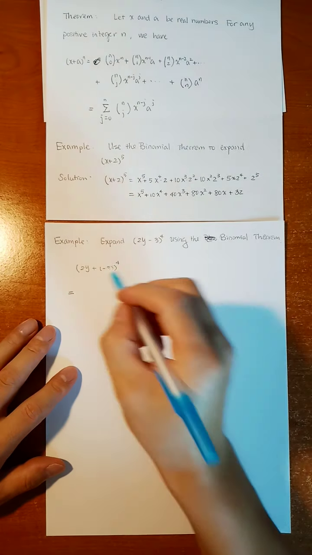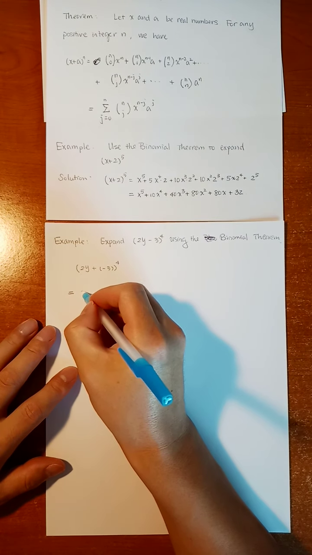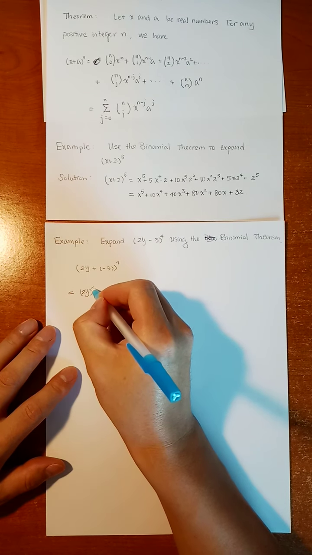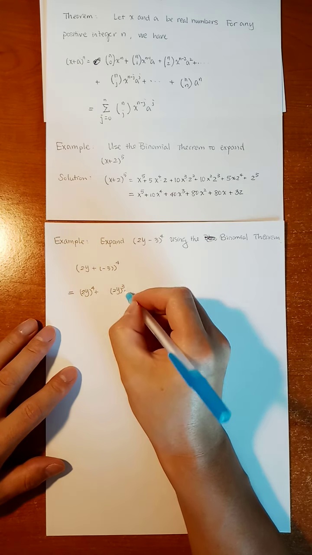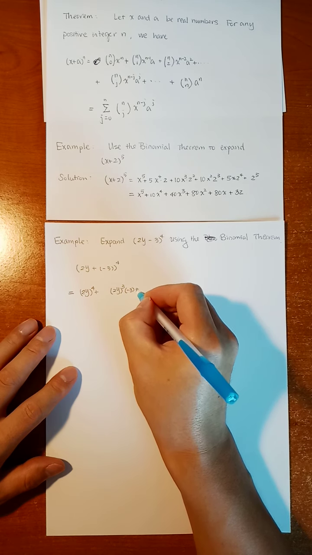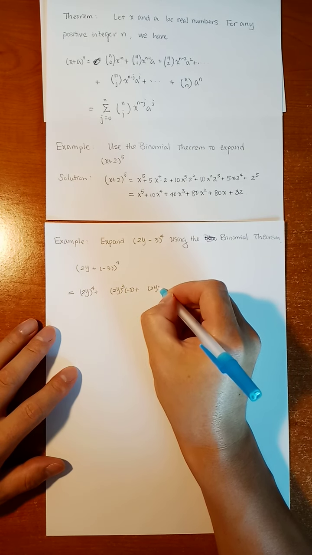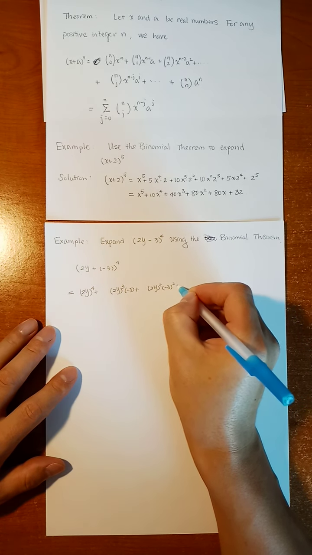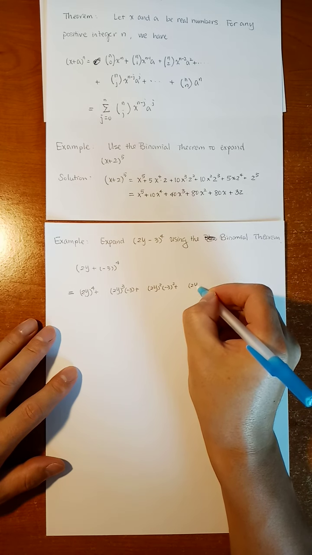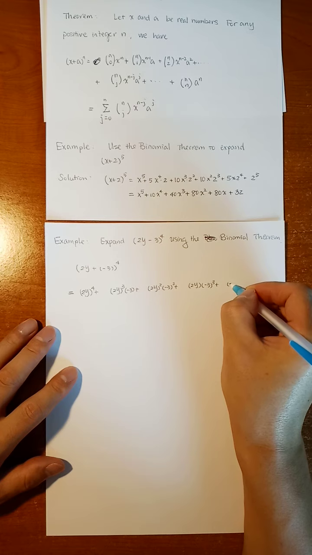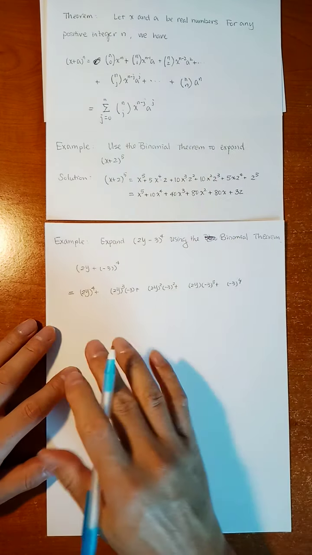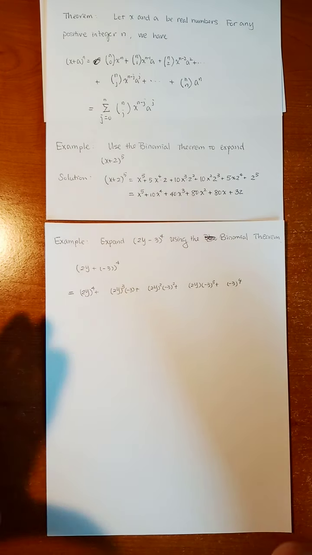Let's see how we do it. This is x, this is a. So we have x to the 4th power. x cubed, negative 3 to the power 1. x squared, negative 3 squared. x, negative 3 cubed. No x, just negative 3 to the 4th power. This is a basic term.